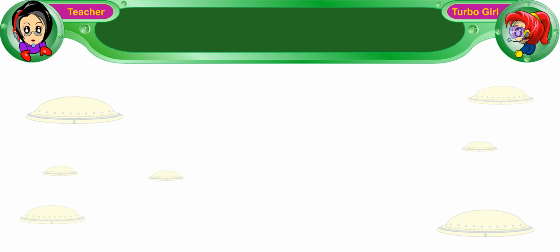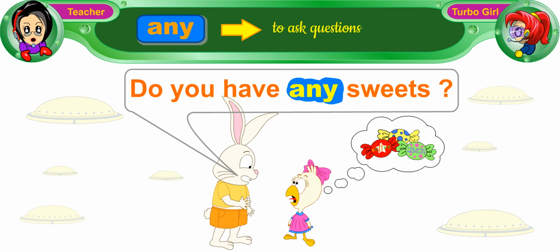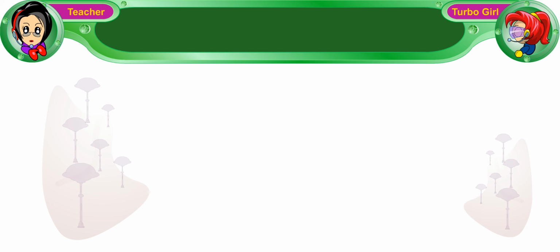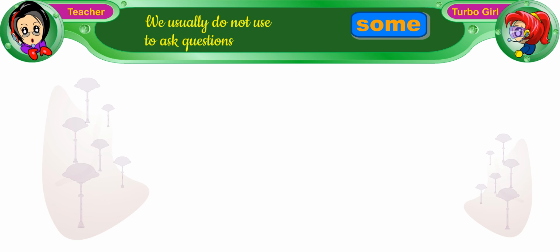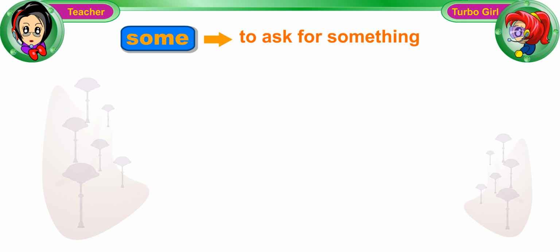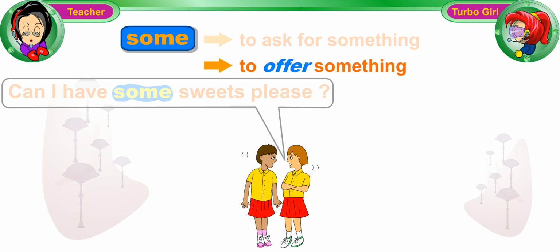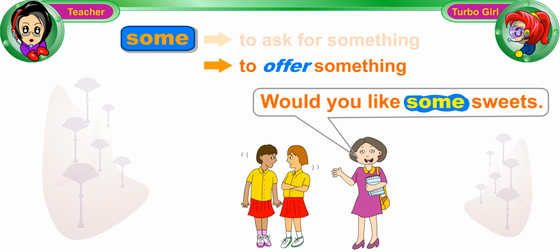We usually use any to ask questions. For example, "Do you have any sweets?" We usually do not use some to ask questions. The question is to ask for something. For example, "Can I have some sweets, please?" Or to offer something. For example, "Would you like some sweets?"